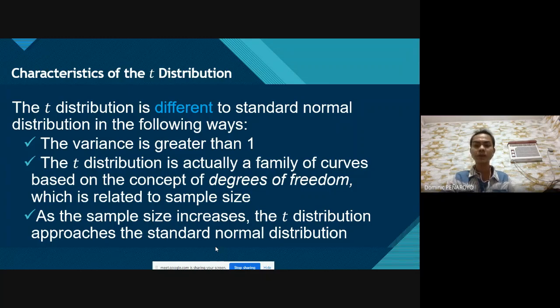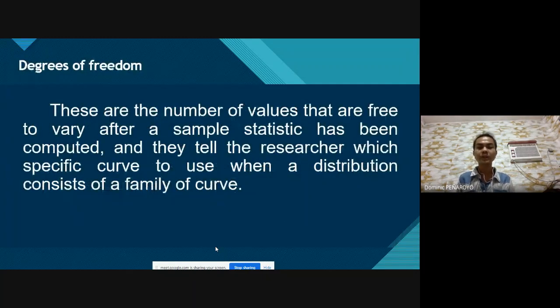Now, what do we call degrees of freedom? Degrees of freedom are the number of values that are free to vary after a sample statistic has been computed. They tell the researcher which specific curve to use when a distribution consists of a family of curves. We have a formula for finding the degrees of freedom, which is n minus 1. As we defined, degrees of freedom is related to the sample size. So again, the formula for degrees of freedom is n minus 1. Please take note of this formula.